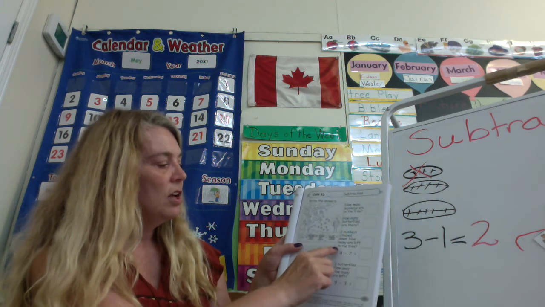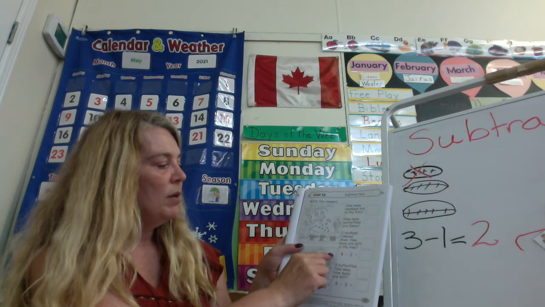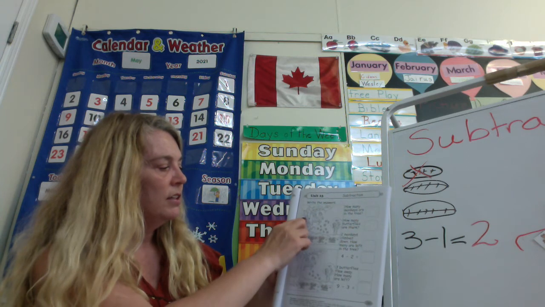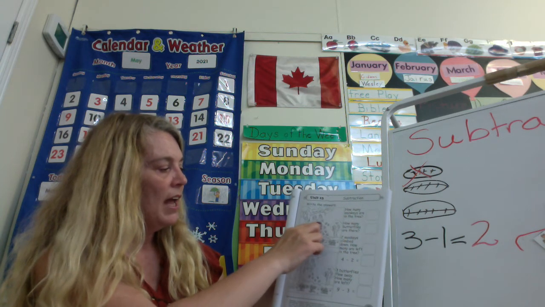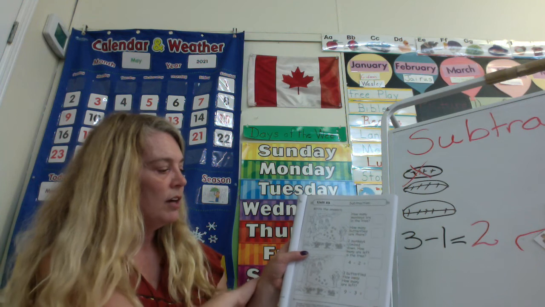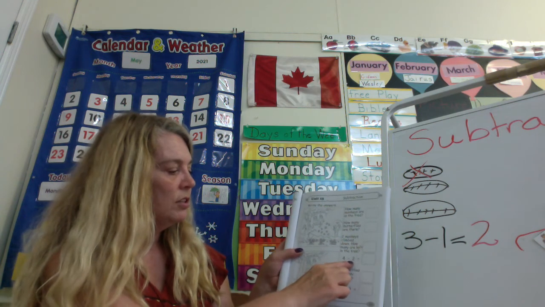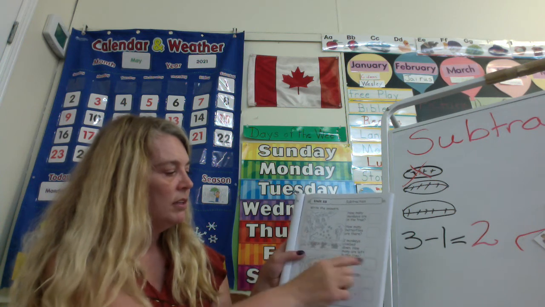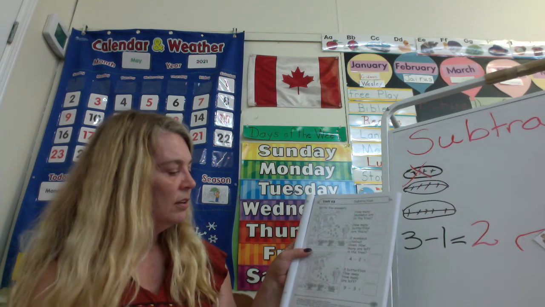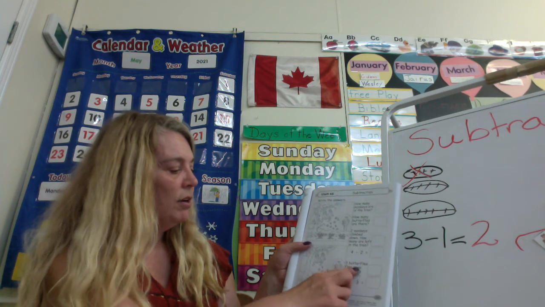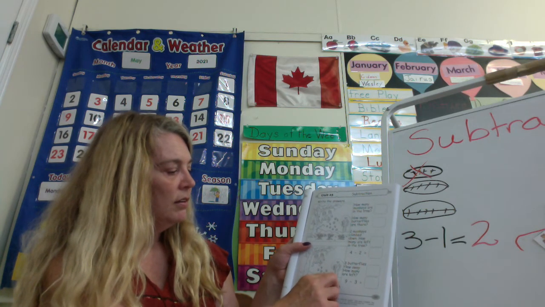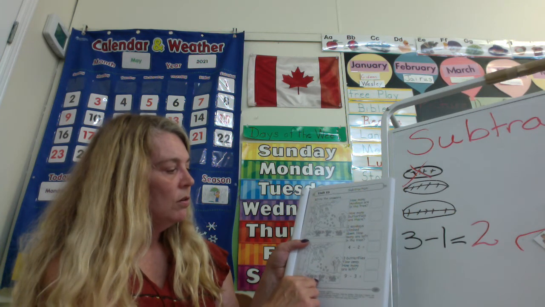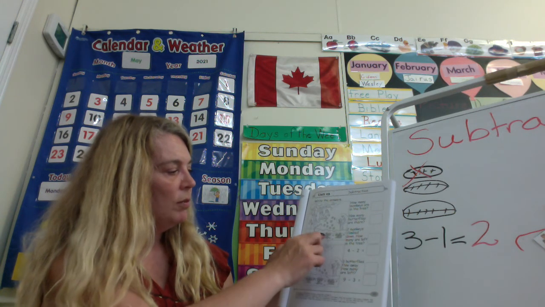2 monkeys climbed down. How many are left in the tree? So if we had 4 monkeys and you can see 2 climbing down, how many are left there? That's our subtraction question. 4 monkeys, subtract 2 equals, and then you put the number that are left for the answer. 3 butterflies flew away. How many are left? So, how many butterflies were there?